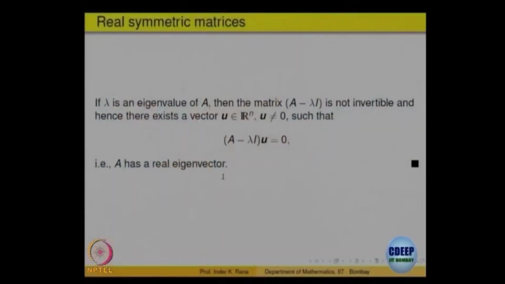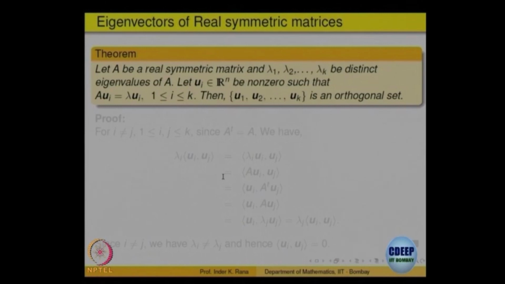So, an n cross n real symmetric matrix will positively have n real eigenvalues, and hence n real eigenvectors also. And the corresponding eigenvector when you find it will be a real eigenvector, because you will be solving that homogeneous system of equations. There is actually something more which happens. I think that also is simple, let us prove it today itself.